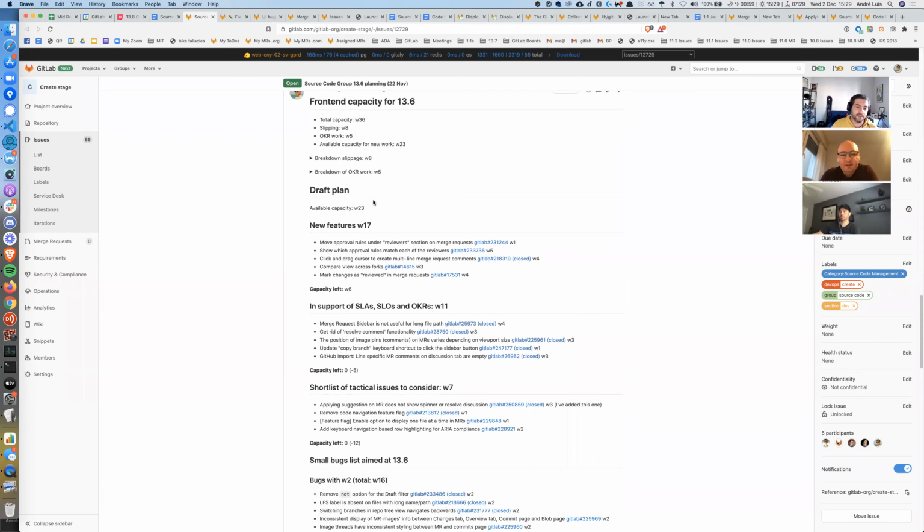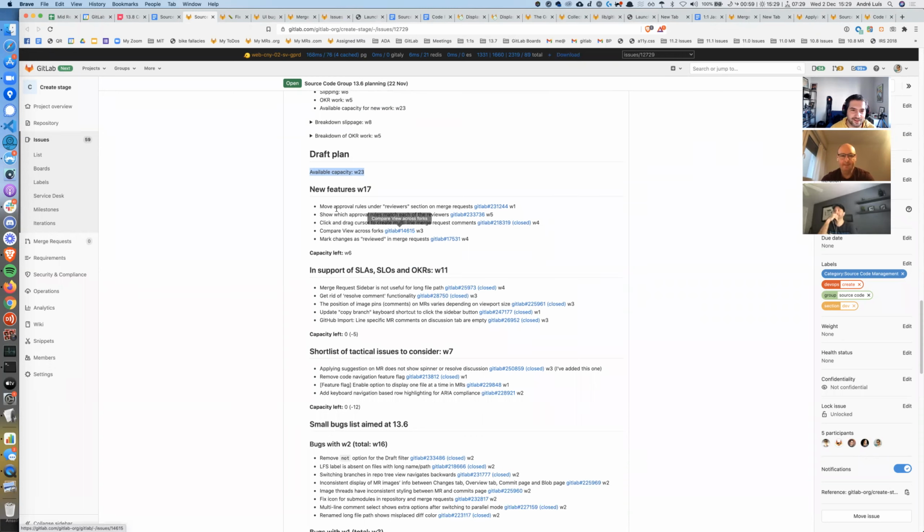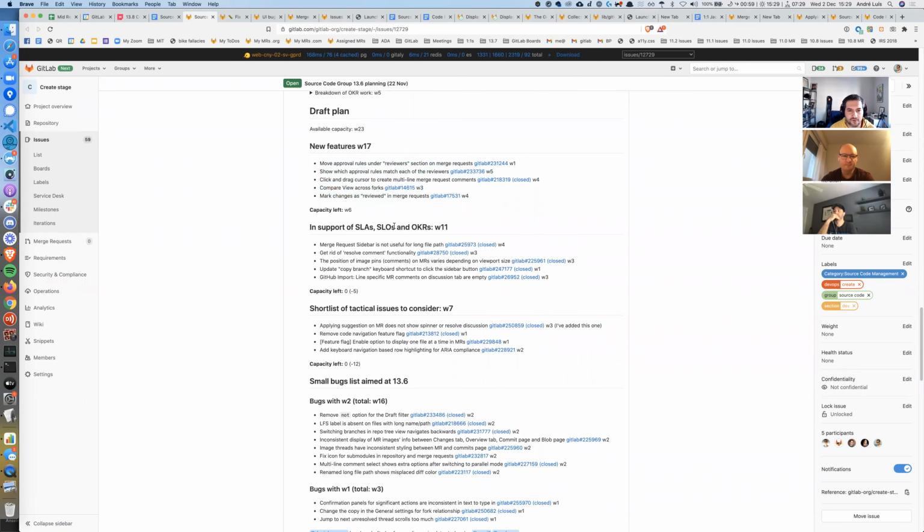Yeah. And then out of this 23 points of capacity, we start counting down, which is where things get tricky. So at the time we had 17 points of new features. That leaves us 6 points of capacity. Then in support of SLAs, SLOs, and OKRs, there's a couple of other issues there we wanted to consider that kept us at -5.